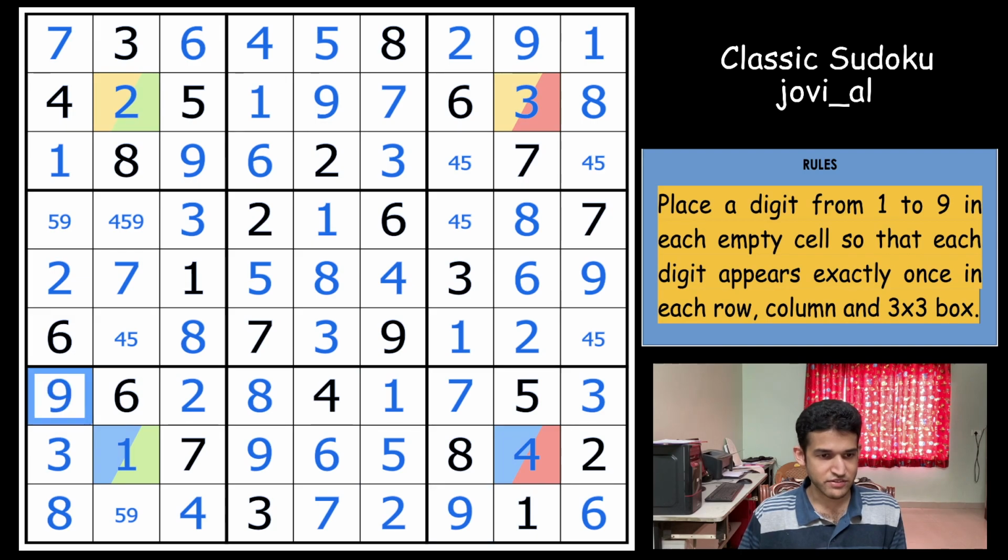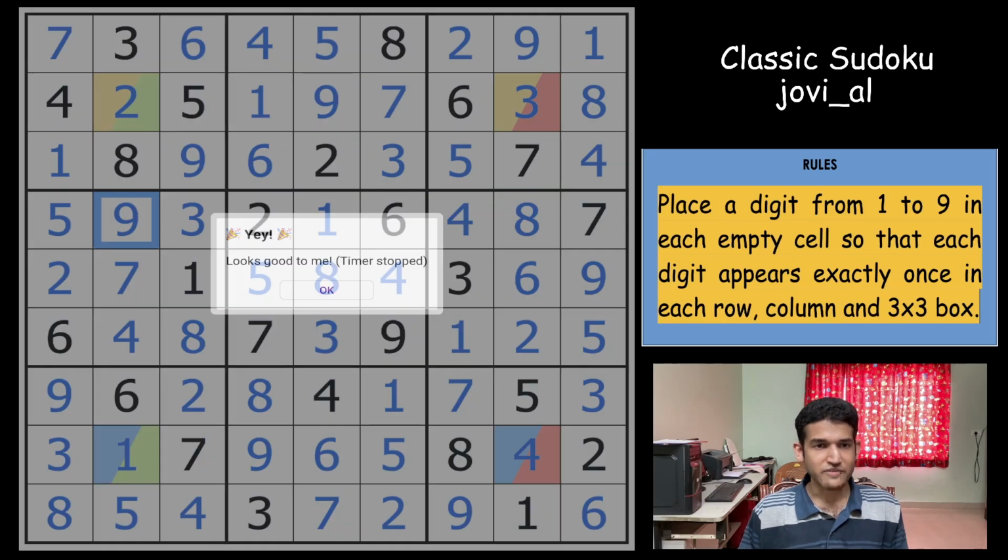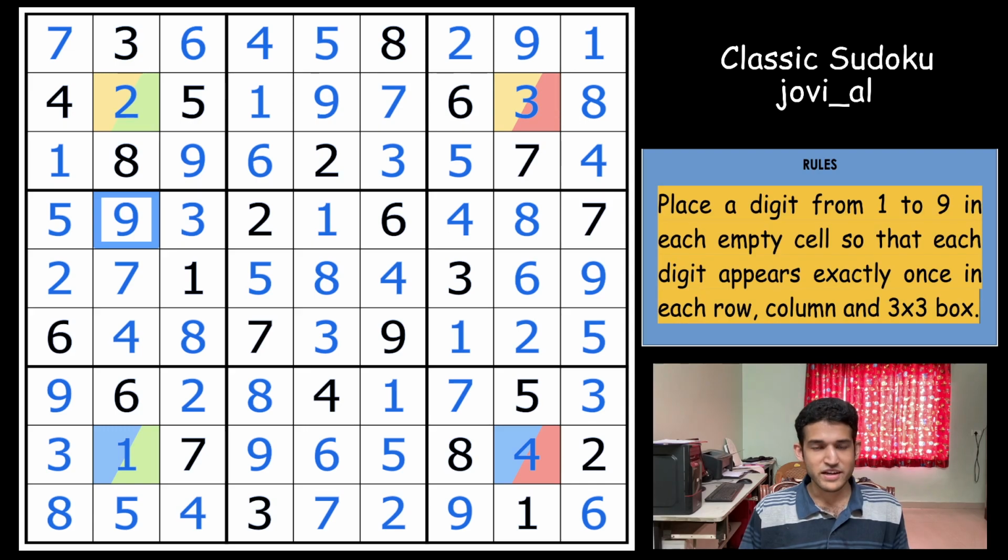This is a 9. That is a 5. 5 goes here. 4 goes here. 5 goes here. 4 goes here. 5. 4, and this must be a 9. And with that, we have finished the Sudoku by Jovi All.